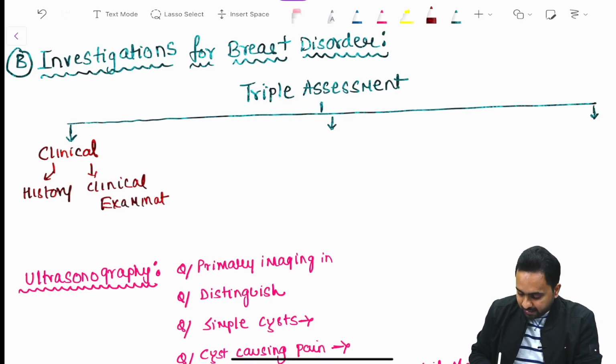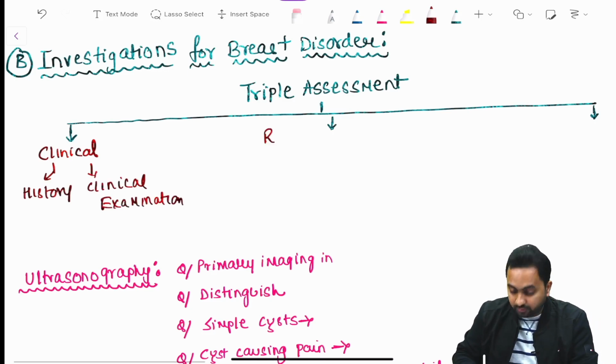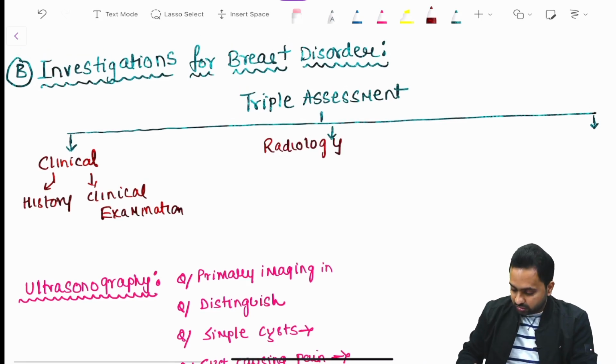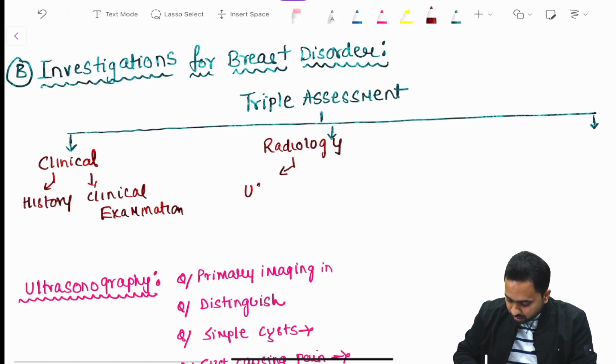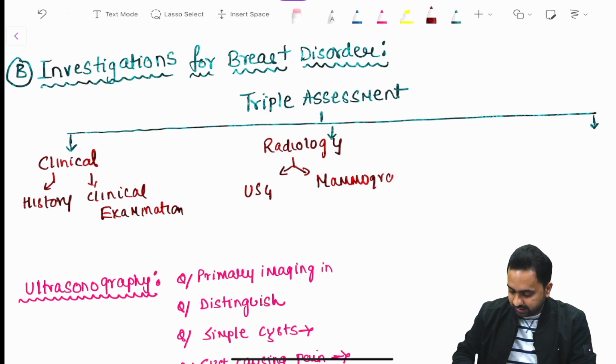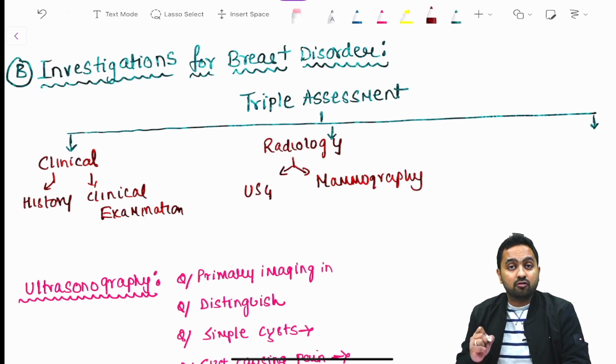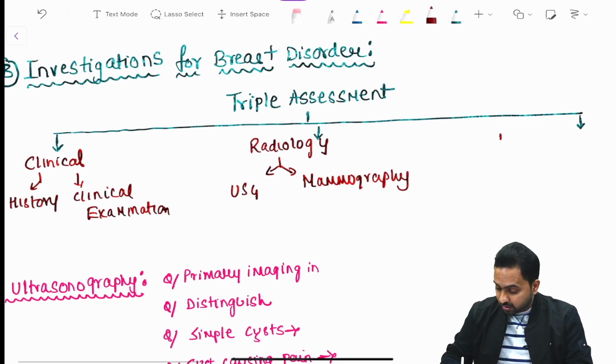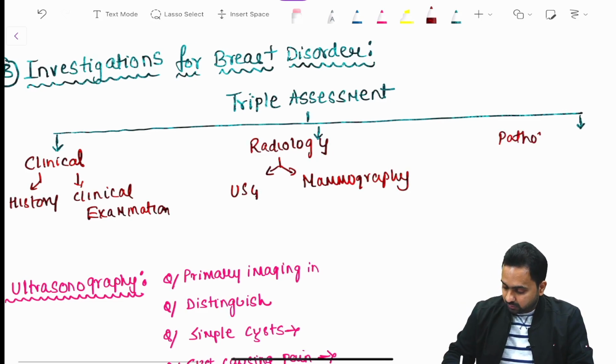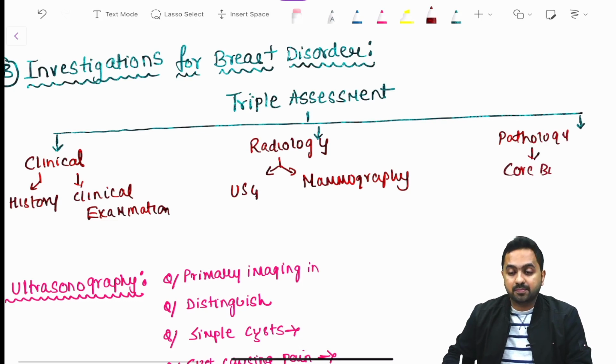Then your second part is your radiology. So this radiology part includes your ultrasonography and mammography. Then your third and the final part of your triple assessment is your pathology, which is your core biopsy.